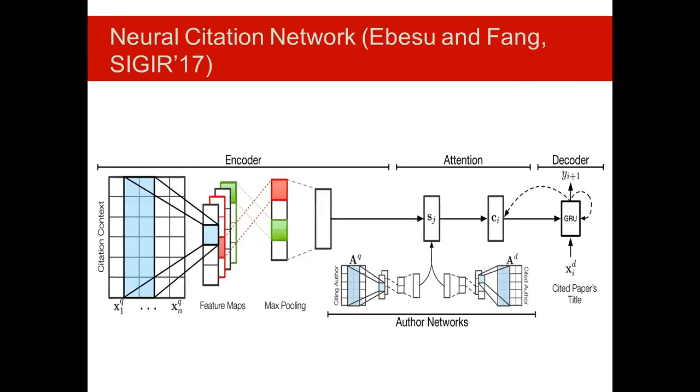We propose the so-called neural citation network for this task. Similarly, it's an encoder-decoder architecture, but instead of using RNN as the encoder, we use CNN. Actually, CNN can also be used for text data, right? CNN is usually for images, for 2D data, but it can also be applied to 1D data, like a text sequence. The decoder is a GRU. And in between, we also apply the attention mechanism so that we can capture the influence of the authors on your citations.